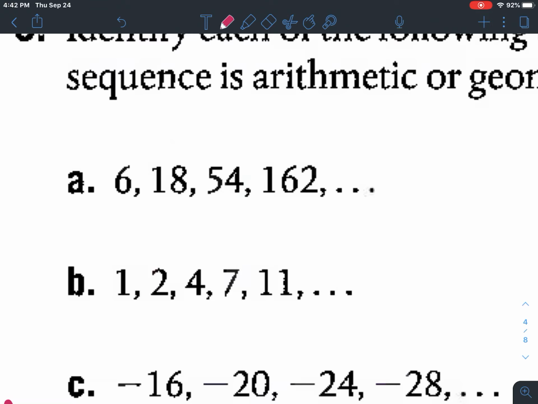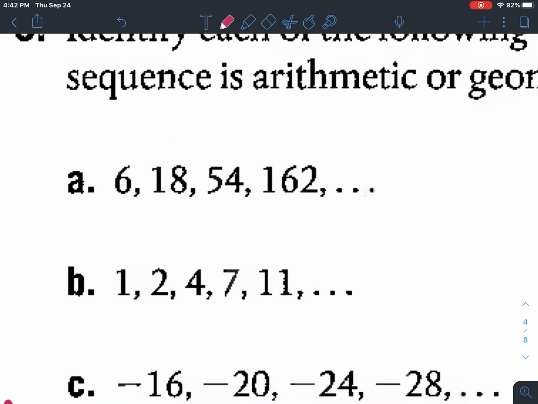So let's pick a number. 160. We cut it in half. We get 80. We cut it in half again. We get 40. We cut it in half again. We get 20. Cut it in half, 10, 5, 2.5. Okay, we're going from big to really small.